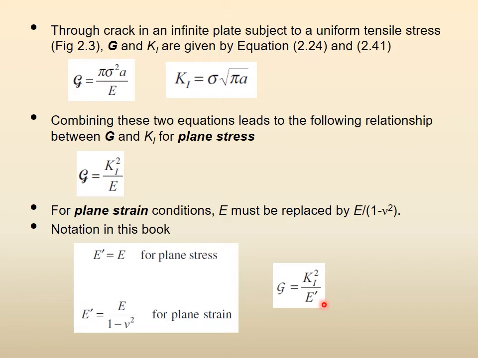So we have the equation, where E is called E dash. This is general. E is called E dash. So this is the general relation between G and K1. This E dash is equal to E for plane stress, and this E dash is equal to E upon 1 minus nu square for plane strain, right? So you have this unique relationship between the stress intensity K1 for mode 1 loading, and the energy release rate G. You can now swap between the two.